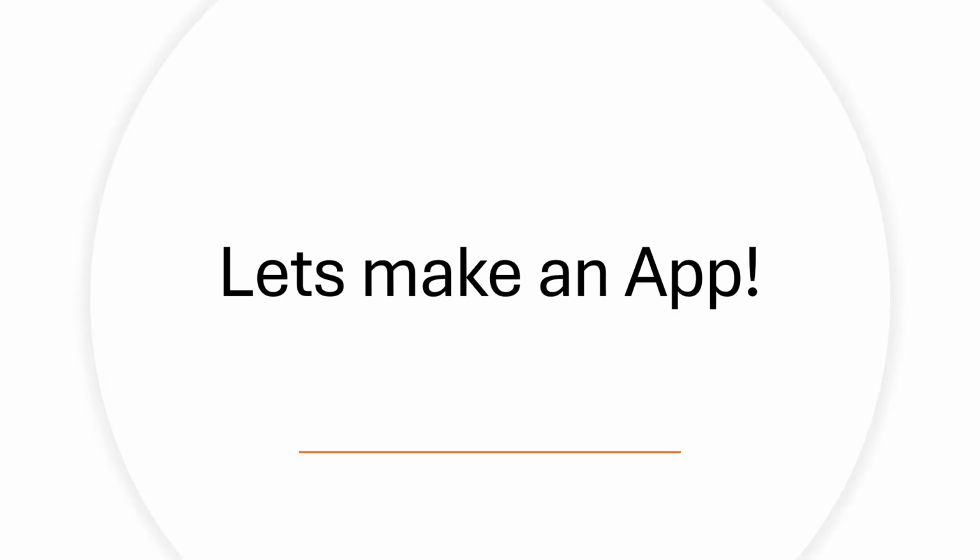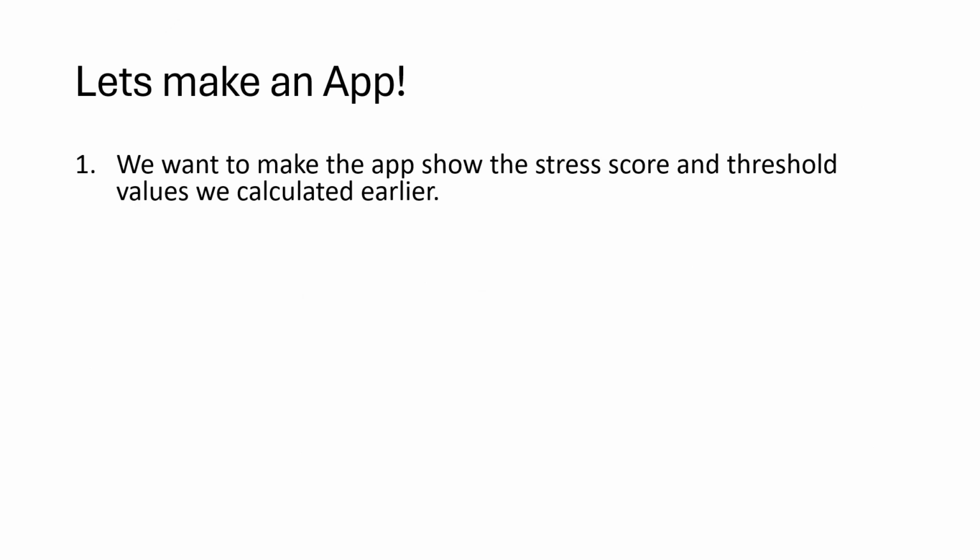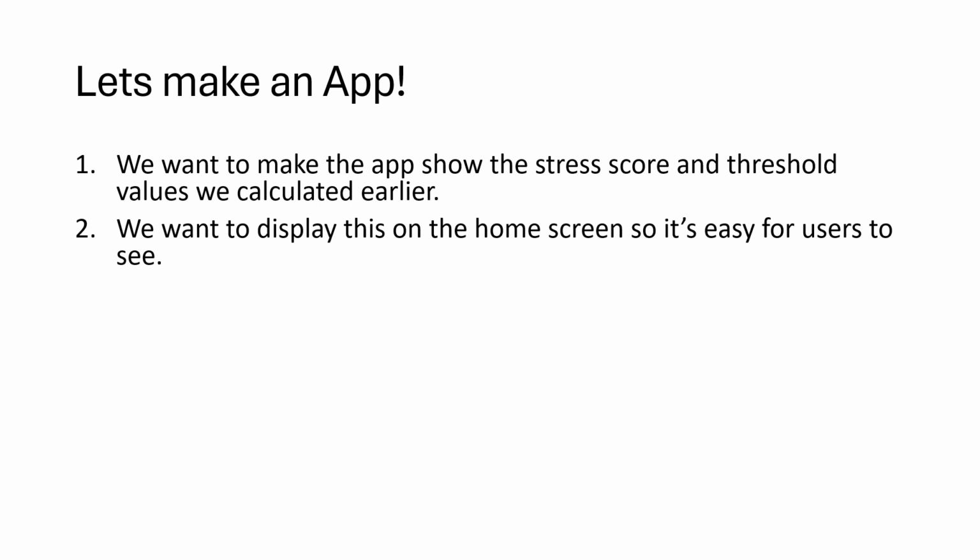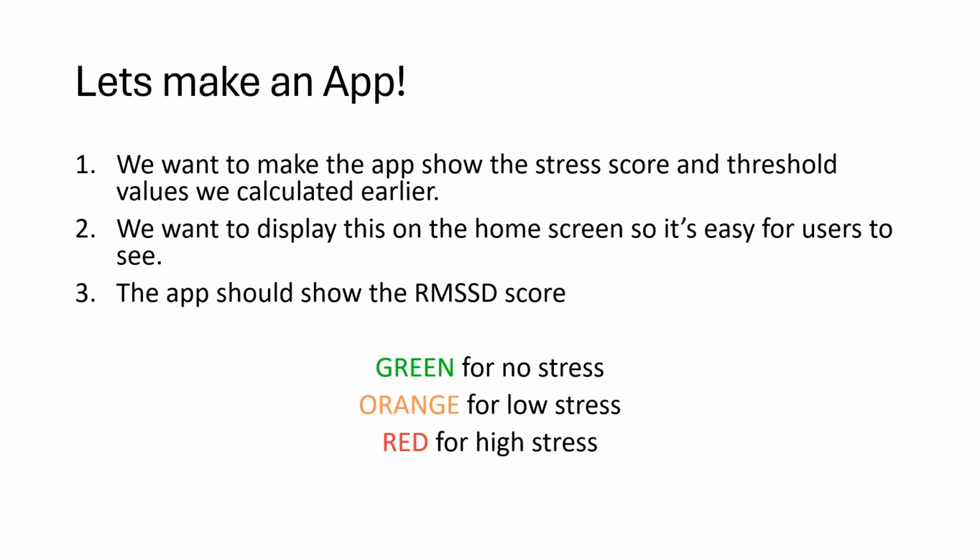It's finally time to make the app. So we want to make an app that shows the stress score and the threshold values we just calculated. We want to display this really clearly on the home screen so it's easy for the users to see and to monitor their stress throughout the day. So we should make it look nice and easy and clear. So we should want it to show green if there's no stress, orange if there's low stress, and red if there's high stress. I think that's a nice, easy color-coded system.